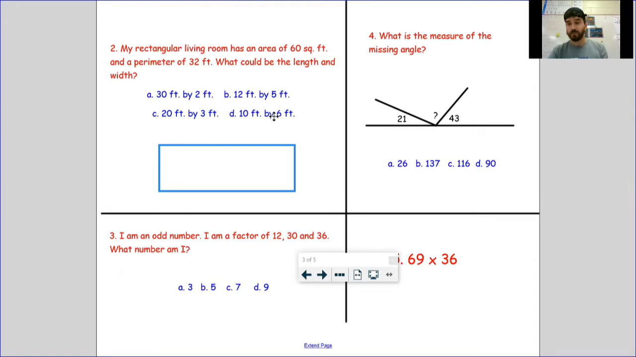Now I got to find which one has the correct perimeter. So this one may be a little bit more work than what we had to do yesterday, but it won't take us long. All right, so I know the perimeter's got to be 32 feet. Really, guys, you can use some logic here.